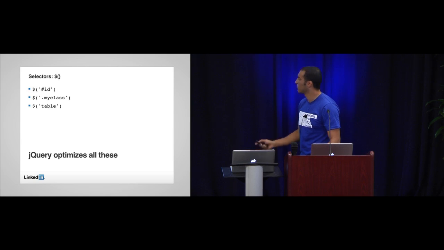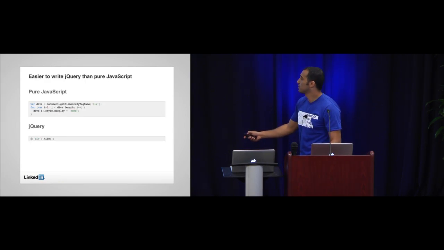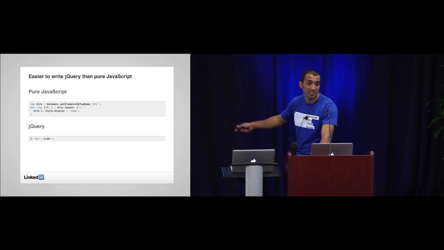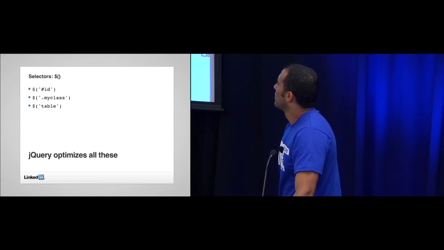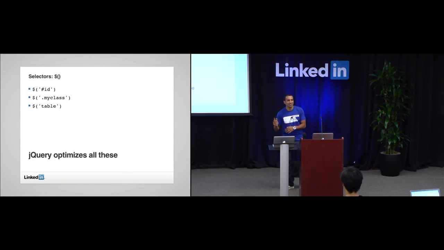In the previous example, for example, divs returns a jQuery wrapped object on which you can perform operations. In this case, it's hide. So of course, I wanted to note that jQuery, when it does all this, it optimizes them all.